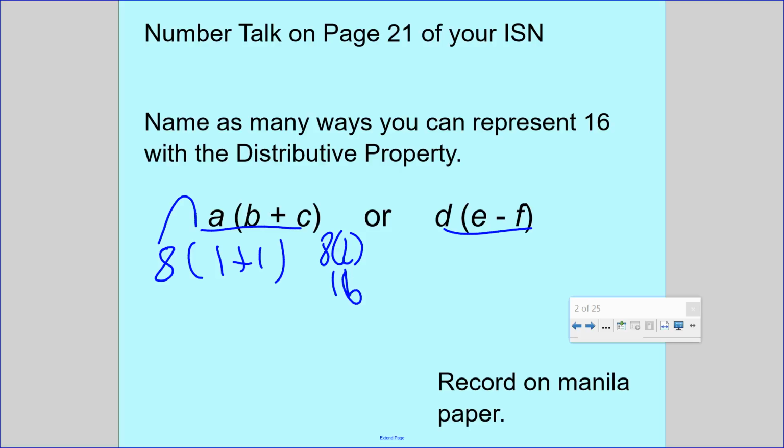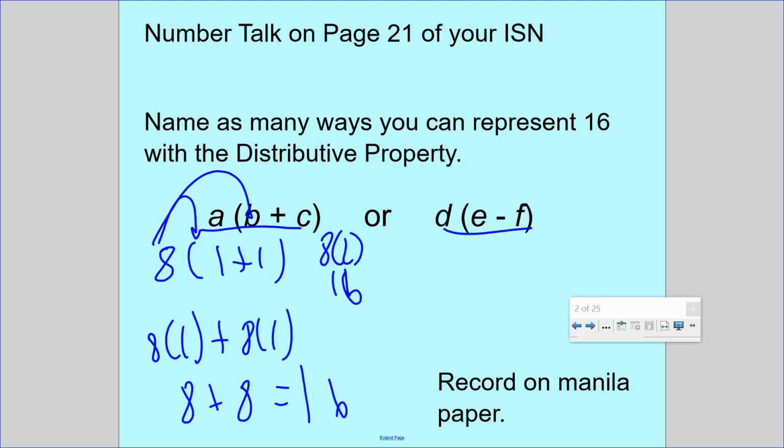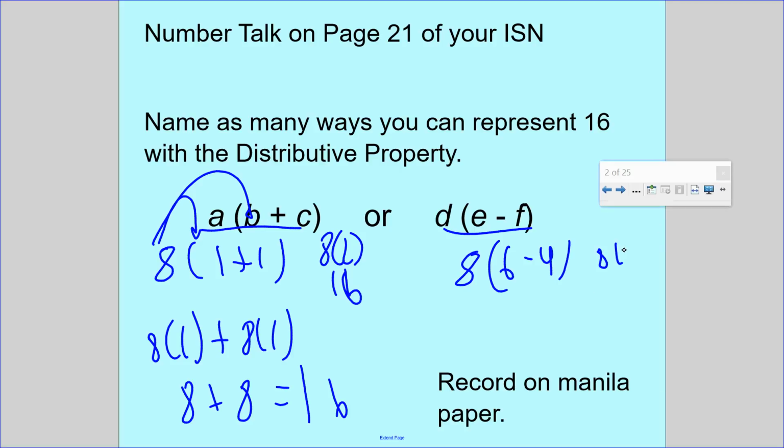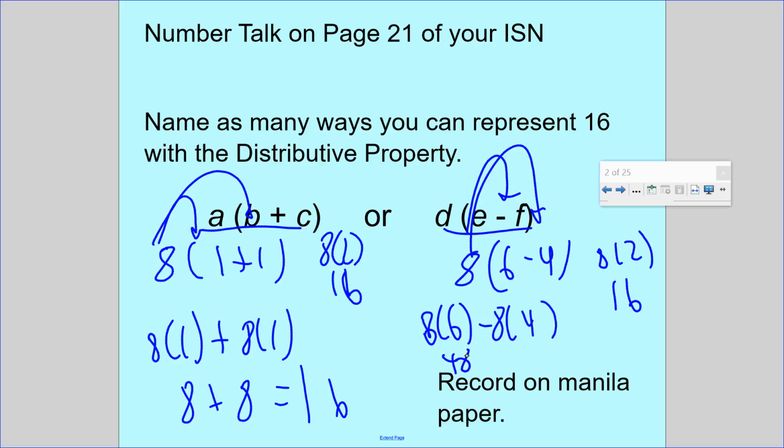Or I could have done it this way. 8 groups of 1 plus 8 groups of 1 plus 8 is 16. Let's try with a subtraction one. 6 minus 4 is 2. And I'll make D 8. So 8 times the quantity of 2 is 16. Or using distributive property, 8 times 6 minus 8 times 4, 48 minus 32 is 16.